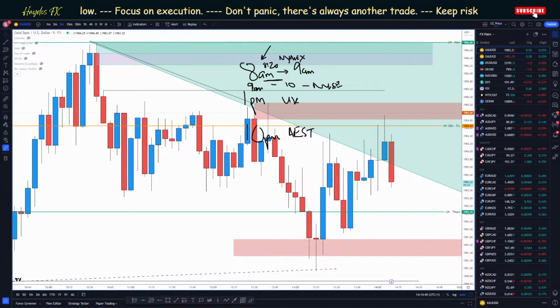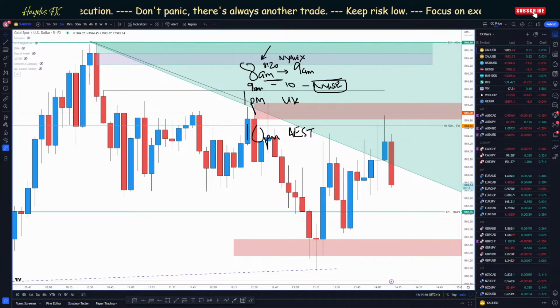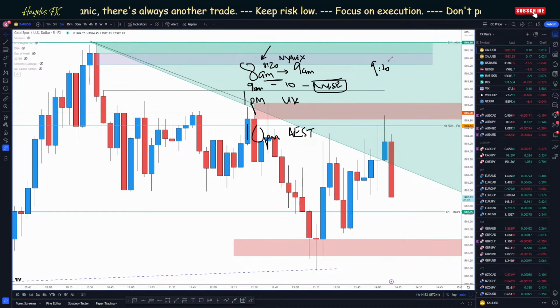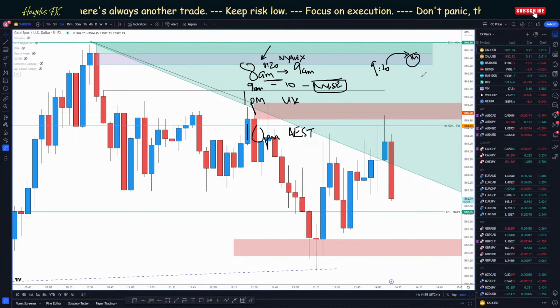But at 9:30 the New York Stock Exchange is opening. So this is when they ring the bell. When 9:30 begins, money can come into the market, and this is where manipulation can happen. It can be buy to sell, sell to buy, that kind of stuff.